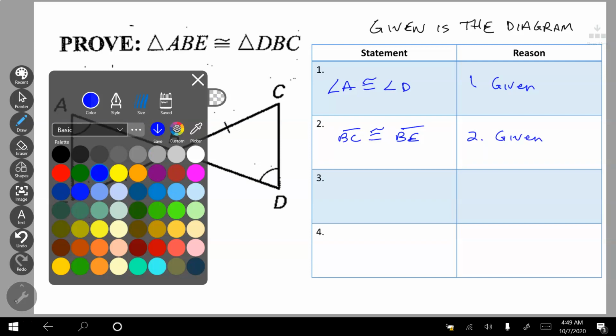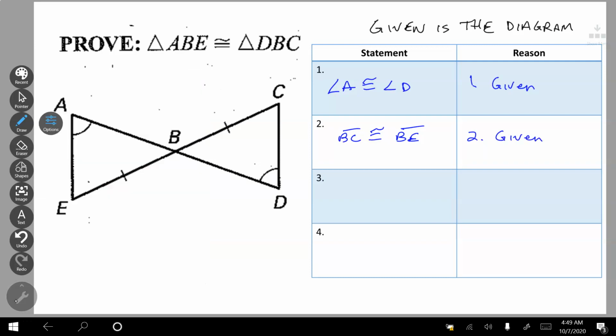But then I could look even closer, and I have to realize that this angle here and this angle here are congruent because they are vertical angles. So that is angle ABE is congruent to angle CBD because they are vertical angles.